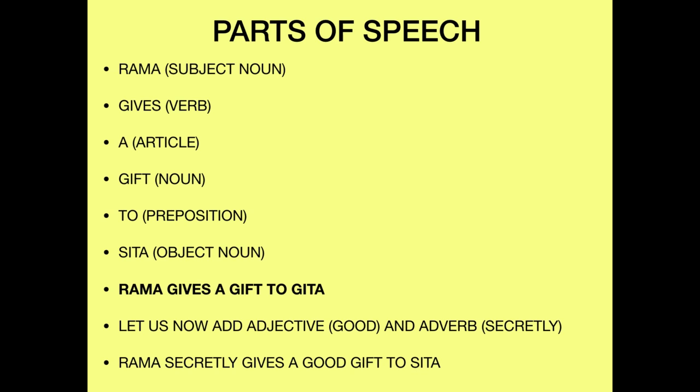Let's now add an adjective, which is good, an adverb, that is secretly. Adjective qualifies a noun or it will enhance the noun. An adverb does the same thing to a verb. It doesn't stop there. There are a few more things we need to discuss, which we will discuss in other sessions. For people who are following me with the tenses, I have digressed to this session. Don't worry, kindly go through this patiently. Every aspect of subject, verb, article, everything will be discussed in detail in the further videos. Rama secretly gives a good gift to Sita.